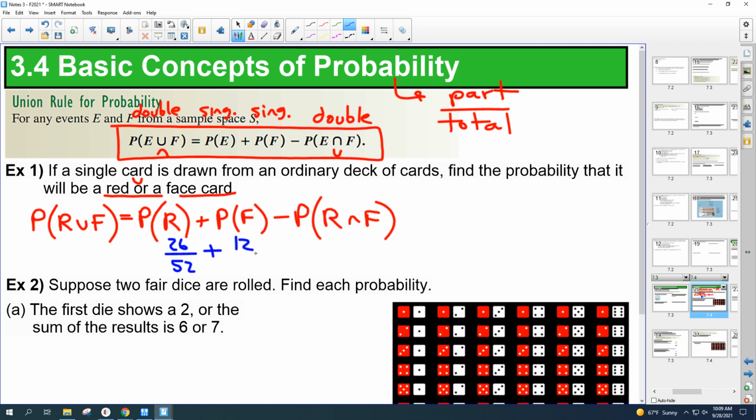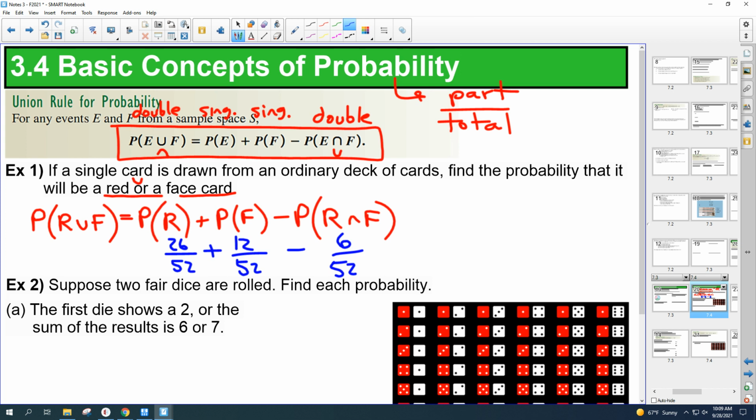Okay, those of you that said 6, I know what you're thinking. That's a good thought. But that's going to be what we do here. Probability of R and F means I want to know the probability that it's a red card and it's a face card, or that it's a red face card. So how many red face cards are there? There are 6, right? Out of 52.